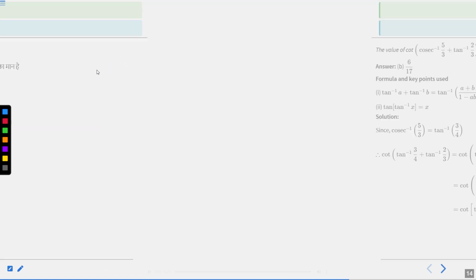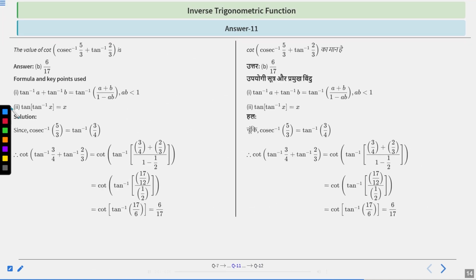Okay, let's move to the solution part. The formula and key points we will use in this question are, first, tan inverse A plus tan inverse B is equal to tan inverse of (A plus B) upon (1 minus AB) when AB is less than 1. Second is tan of tan inverse x is equal to x. Now, since cosec inverse 5 by 3 is equal to tan inverse 3 by 4, therefore we have cot of (tan inverse 3 by 4 plus tan inverse 2 by 3).